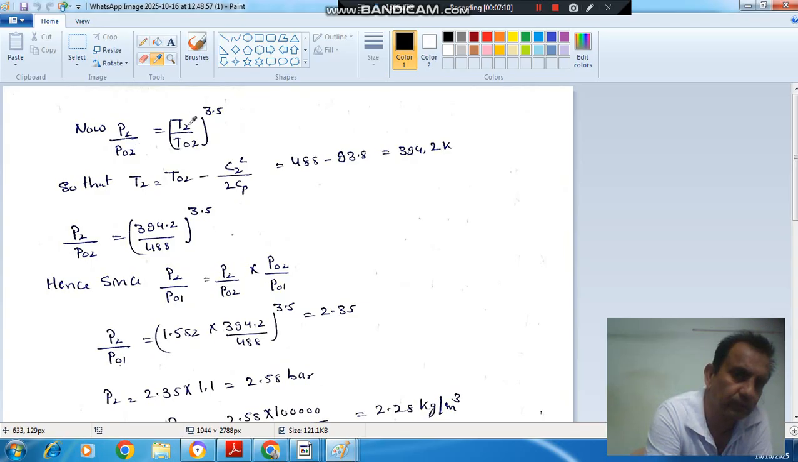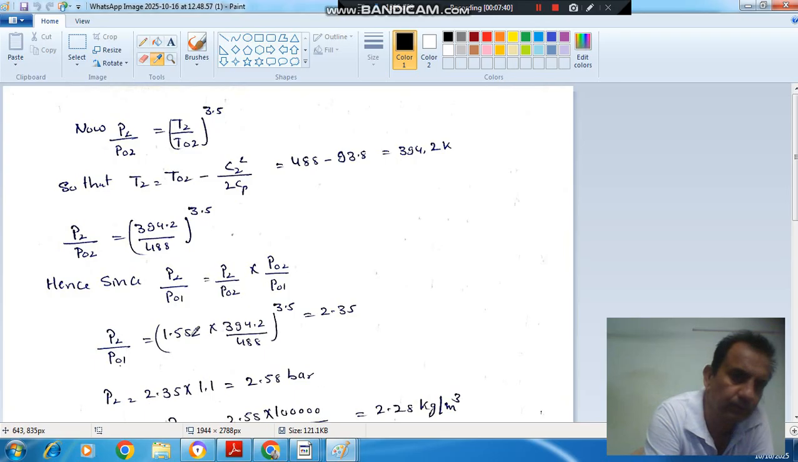Now suppose we want to calculate the ratio of static pressure to stagnation pressure, so that we can also calculate by the isentropic relation, that is T2 by T02 raised to gamma by gamma minus 1, that will be 3.5. So this T2 is known now, T02 is known, so P2 by P02 can be calculated. Now P2 by P02 is known, P02 by P01 is known, so P2 by P01 can be calculated. If we know this P2 by P01 and P01 is 1.1 bar, then P2 can be calculated.